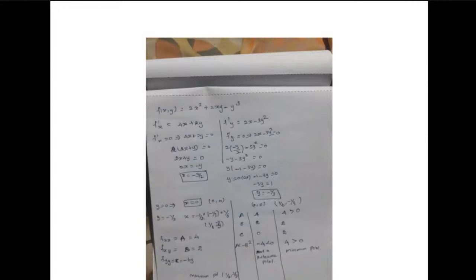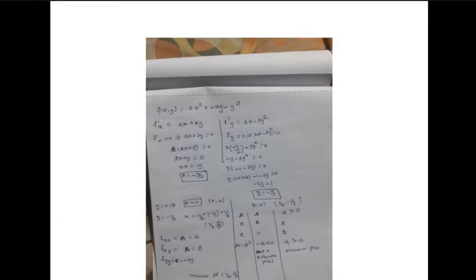Then fxy, f dash of xy. Then B is equal to 2. Then again we will differentiate the f dash of y. fyy is equal to C is equal to minus 6y. These are the values capital A, capital B, and capital C. Then I will write them in a table.